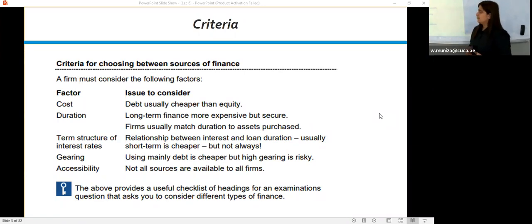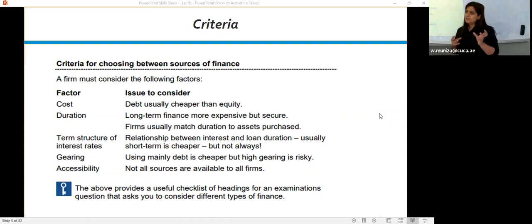The first criteria or factor under consideration would be the cost of finance. And they do say that debts are usually cheaper than equity. When the organizations have two broader kinds of finances in front of them, either to finance the operations by using debt or to finance the operations using equity, as per cost, they find debt usually cheaper than equity. Why is it so? Because behind debts, there is lesser risk involved. And behind equity, there is higher risk involved.